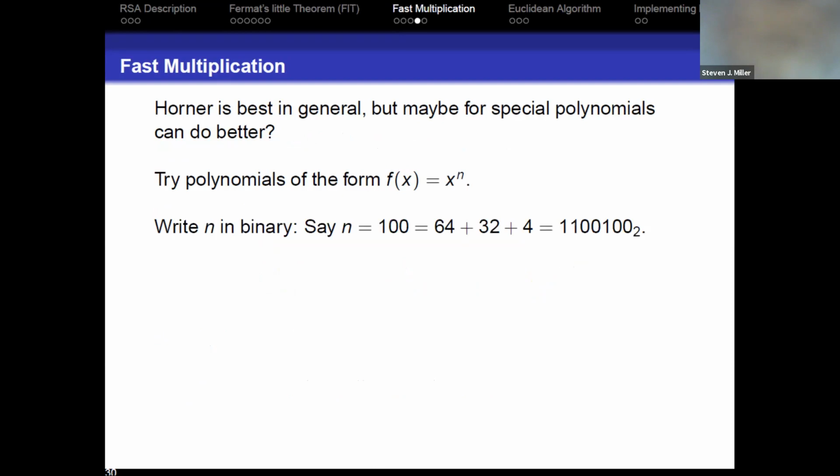And I can just see it's supposed to be 100 is 64 plus 32 plus 4. Or writing it in base 2, the subscript 2 means base 2, it's 1100100.